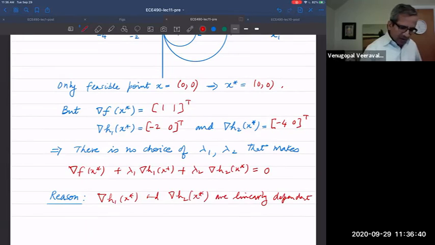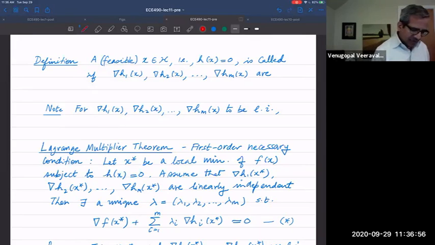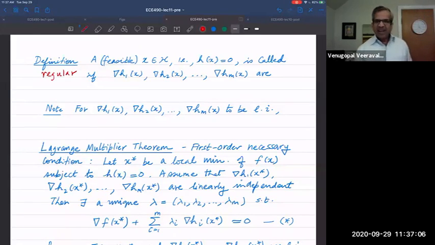So what we're now going to say is let's make these guys linearly independent, and we'll give that a special name. We'll say that a feasible x, belonging to the constraint set, that means h of x is equal to 0, is called regular if the gradients of the hi's at that x are linearly independent.